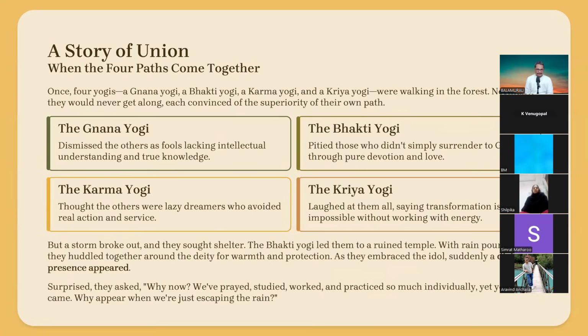Now there is a story. There are four yogis traveling together. Normally these people cannot travel together. Who are the four people? One is a jnana yogi, another is a bhakti yogi, another is a karma yogi, and the fourth one is a kriya yogi. The jnana yogi has too much ego and a problem with all the other people, because jnana means knowledge. To him, everything can be attained through knowledge. Without knowledge, how will you understand the universe? How will you understand God?